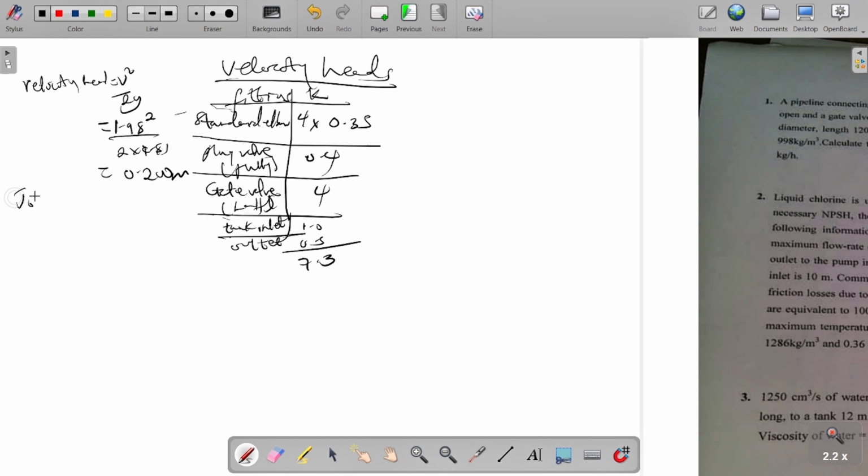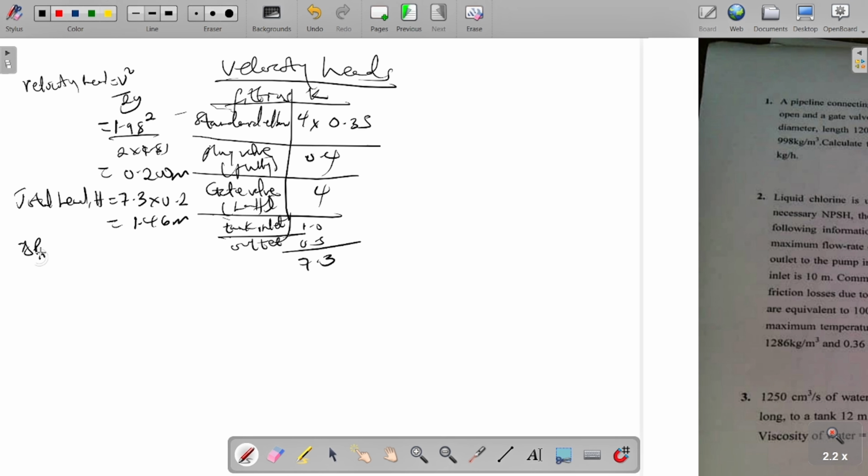But we need to actually calculate for the total head, which is H. So the total head over here is the velocity head multiplied by the number of velocity heads, so 7.3 multiplied by the velocity head, which is 0.2. So this gives me a total head of 1.46 meters, right? We use this number of velocity heads now to evaluate just for the fittings, right?